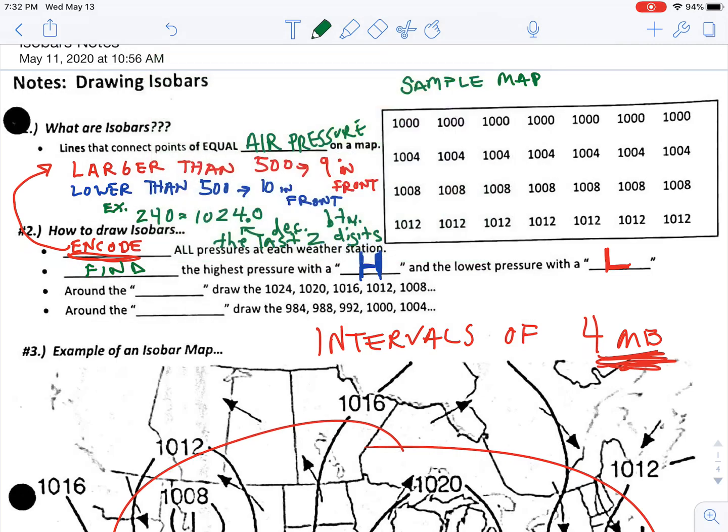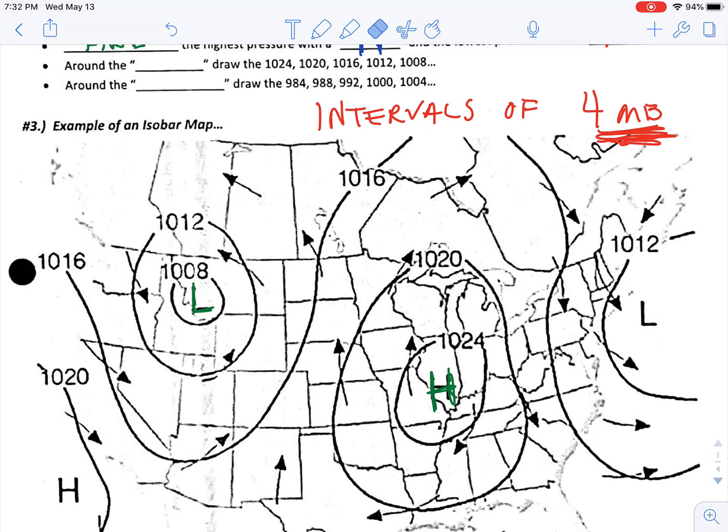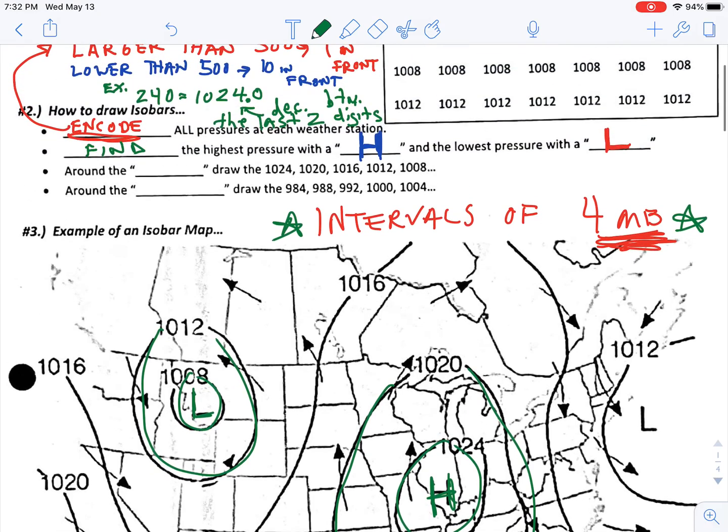When I find that highest pressure, and I label it, and I find that lowest pressure, and I label it, what I next need to do is start drawing these circles of isobars around them. I think it's easiest to start with either the high or the low. It's really up to you. And then start drawing your intervals of 4. This is really important, that it's got to be in intervals of 4, from that high or from that low. And that's what makes it quite easy.